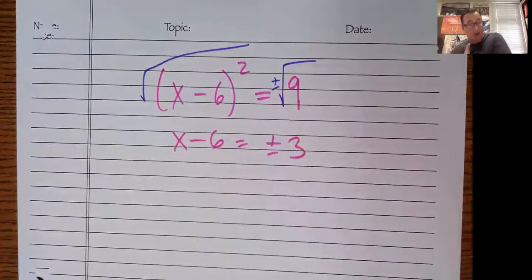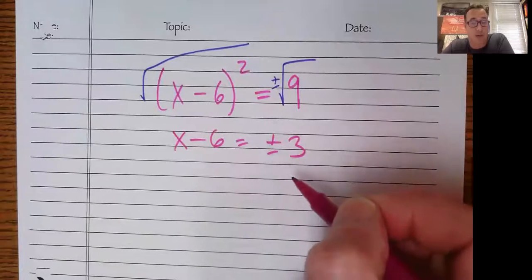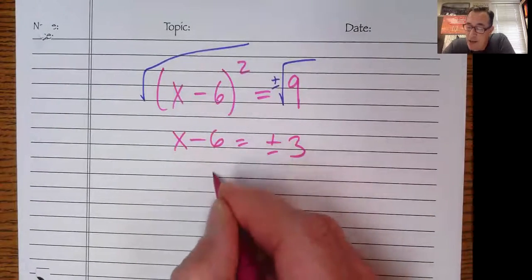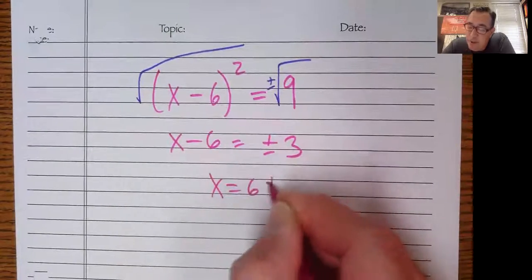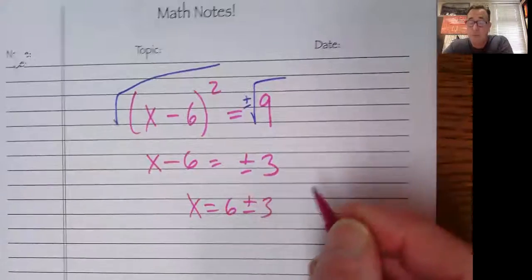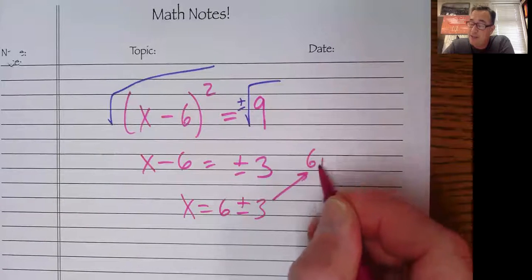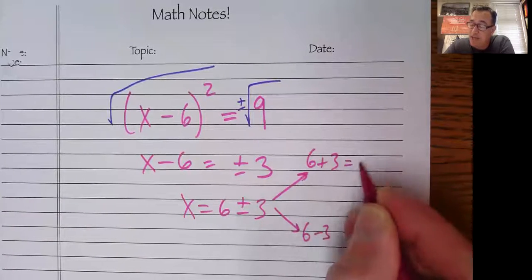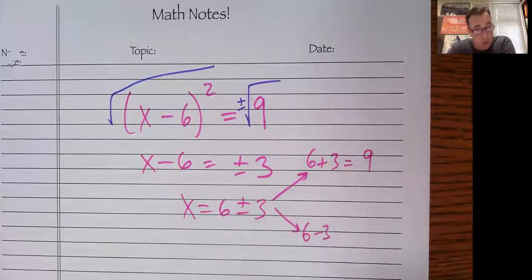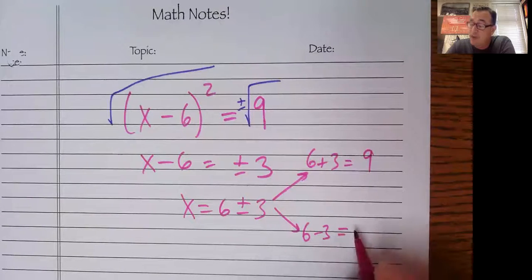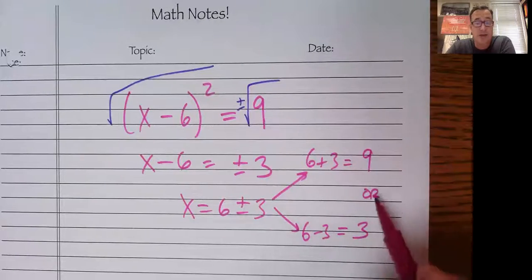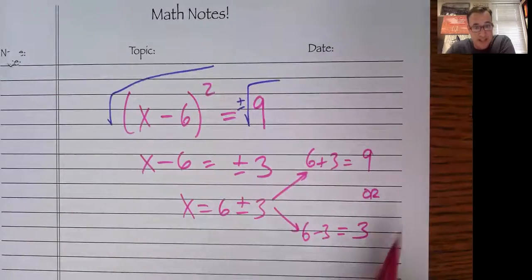Now, we do have to take into account that this is two separate numbers. So that when I bring this 6 over to the other side, this is 6 plus or minus 3. That is two possible answers. One is the 6 plus 3 answer. The other is the 6 minus 3 answer. In this case, 9 is one of the things that would work for this. In this case, the other thing that would work would be 3. So we have two answers, 9 or 3, that would work with this type of problem.